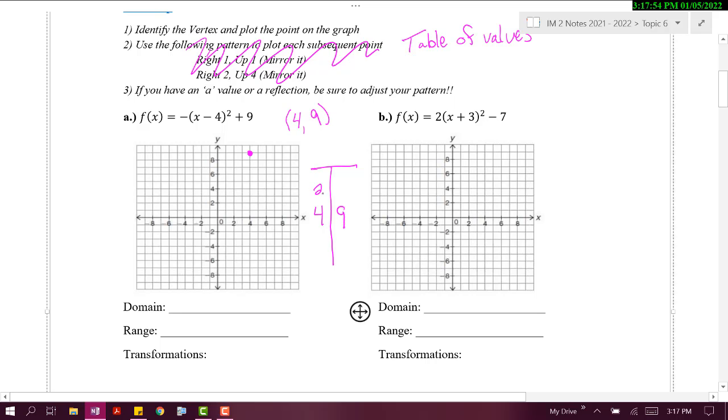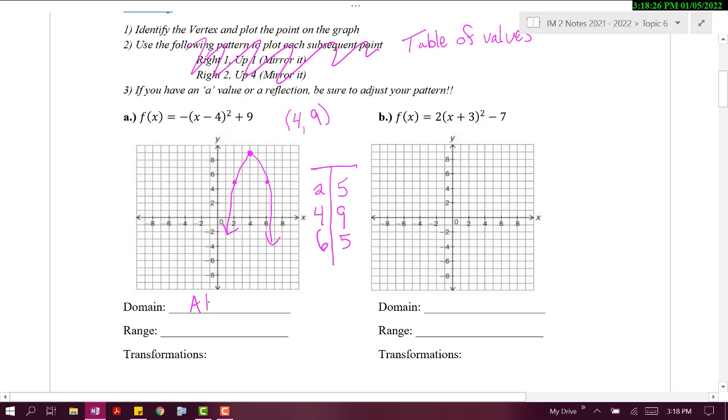Let's plug in 2 and 6. So 2 minus 4 is negative 2. Negative 2 squared is 4. 4 times the negative that's out front already, negative 4, plus 9, 5. So we graph those 2 points, 2, 5, and 6, 5. Connect them. We got our parabola.